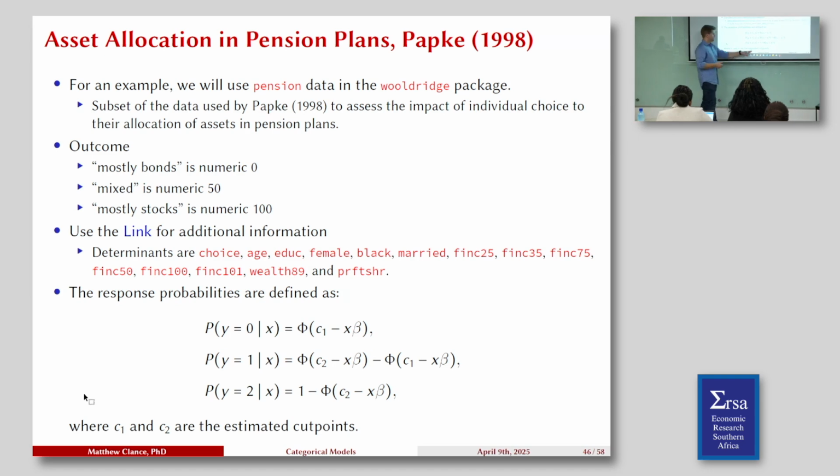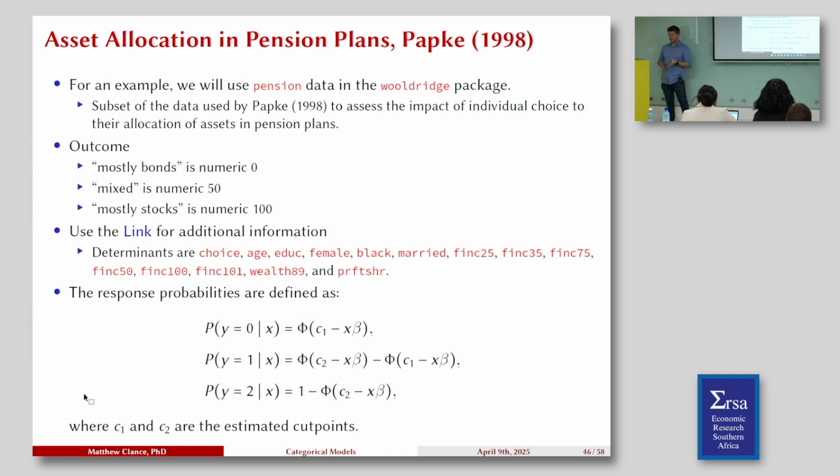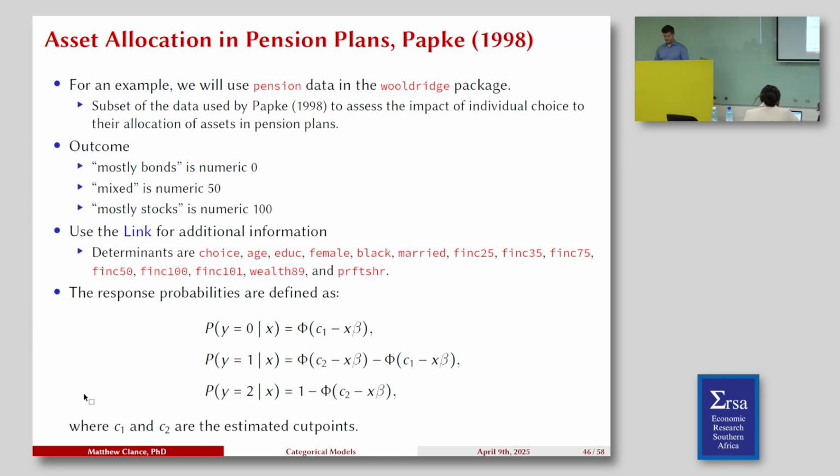There's a formula for doing this, but I'm leaving that away for now. However many choices you have, you're going to have n minus 1 cut points, if that helps in terms of how many cut points you're supposed to expect. And this is roughly how the model is set up.